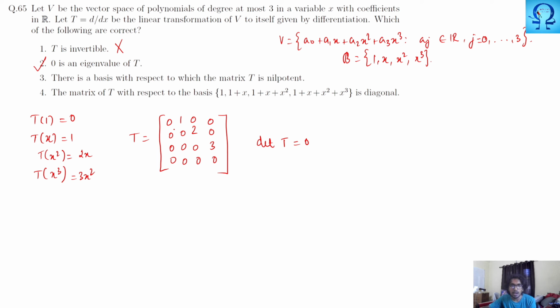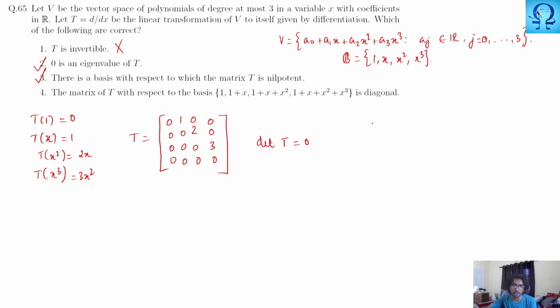Okay, and this matrix is a nilpotent matrix. In option 3, they have said that there is a basis with respect to which the matrix of T is nilpotent. Yes, true. With respect to the standard basis, it is a nilpotent matrix. And in option 4, they have said that this is diagonal. Okay, with respect to this basis, it is diagonal.